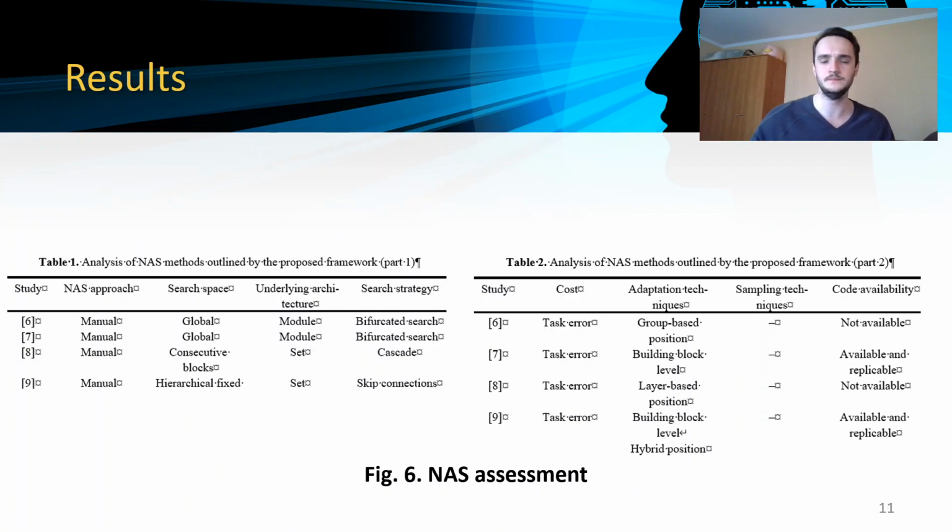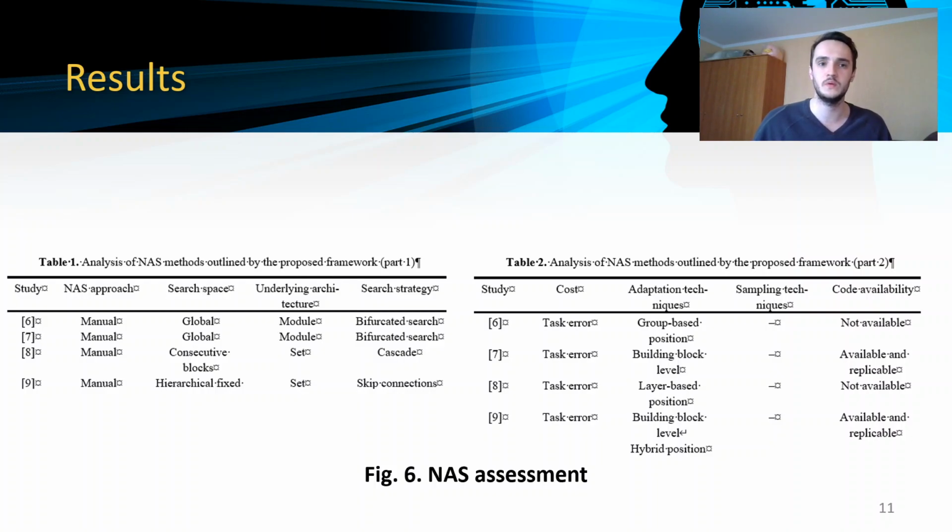Results. Having applied our framework, we discovered some insights. Search spaces are usually represented as hierarchical structures. The set of handcrafted recognized networks remains the popular type of underlying architecture. Bifurcated and cascaded search strategies are widely prevalent among the manual NAS methods. In contrast, automatic search methods are mostly based on reinforcement and evolutionary strategies.